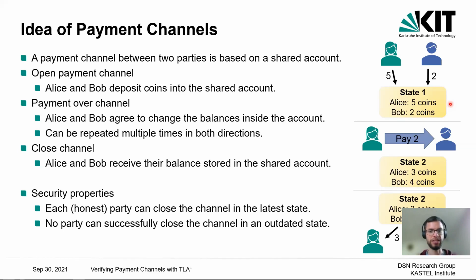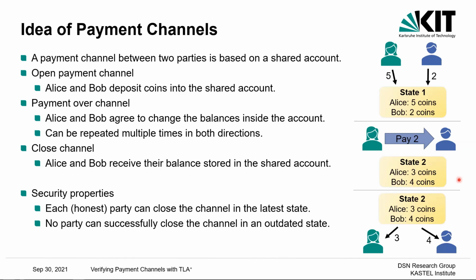Now, to make a payment over this channel, Alice and Bob simply update the shared state. So they create a new state, state 2, in which Alice owns 3 coins and Bob owns 4 coins. So Alice and Bob can make a transaction just by updating the state that is only shared between Alice and Bob. And now Alice and Bob can make multiple transactions back and forth by just generating new states.